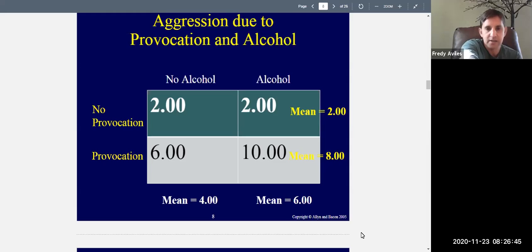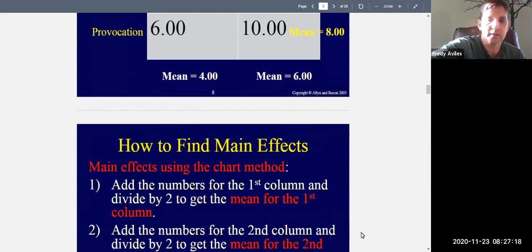Second row, provocation, 6 plus 10. Add those up, that gives you 16. Okay, divide by 2, right? 16 divided by 2 is 8. The average for provocation is 8. And look, compare the average for no provocation with the average for provocation. It's 2 versus 8. Okay, there is a main effect of provocation. That means that when you are provoked, when they pissed you off, your aggression is higher. That's what that means.